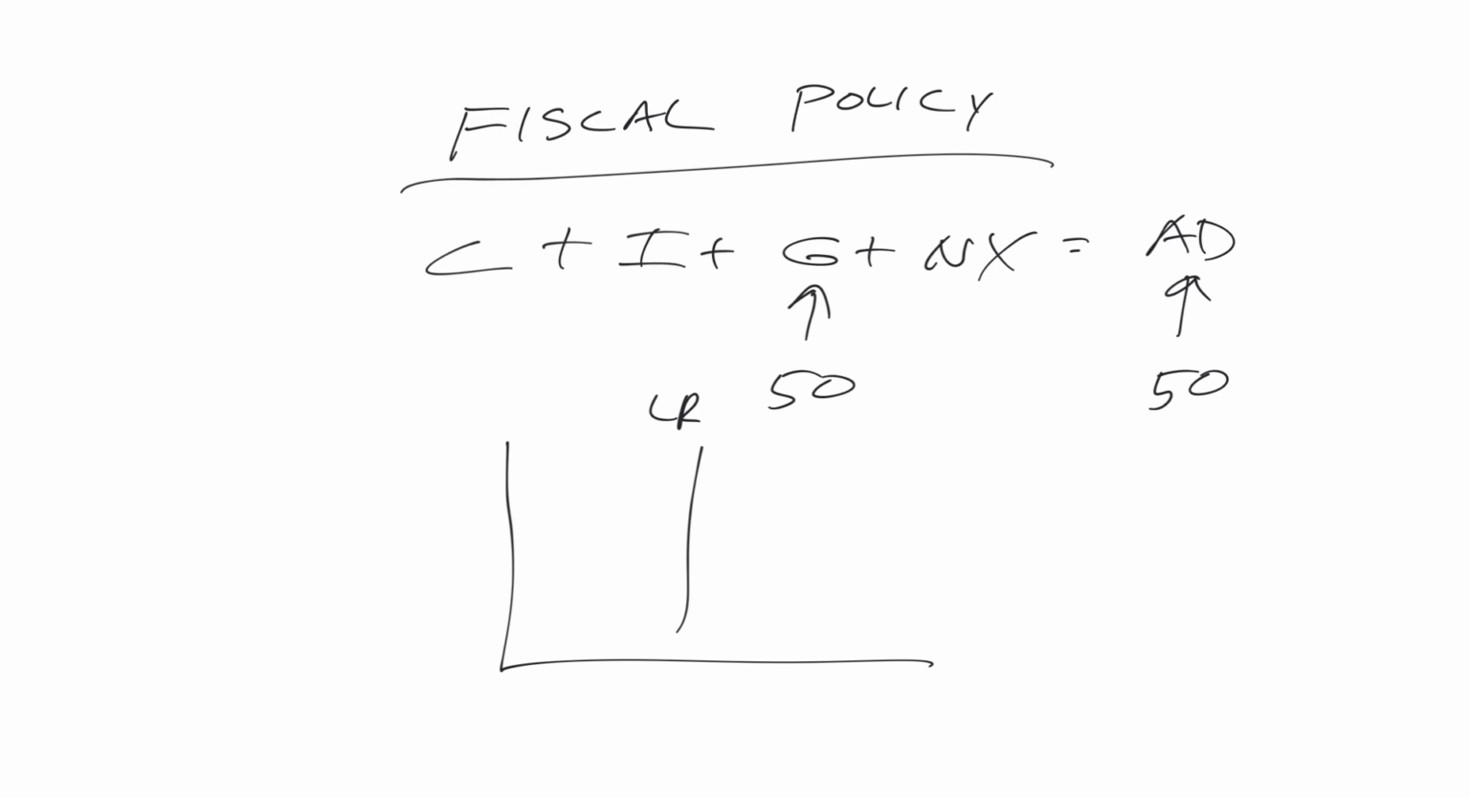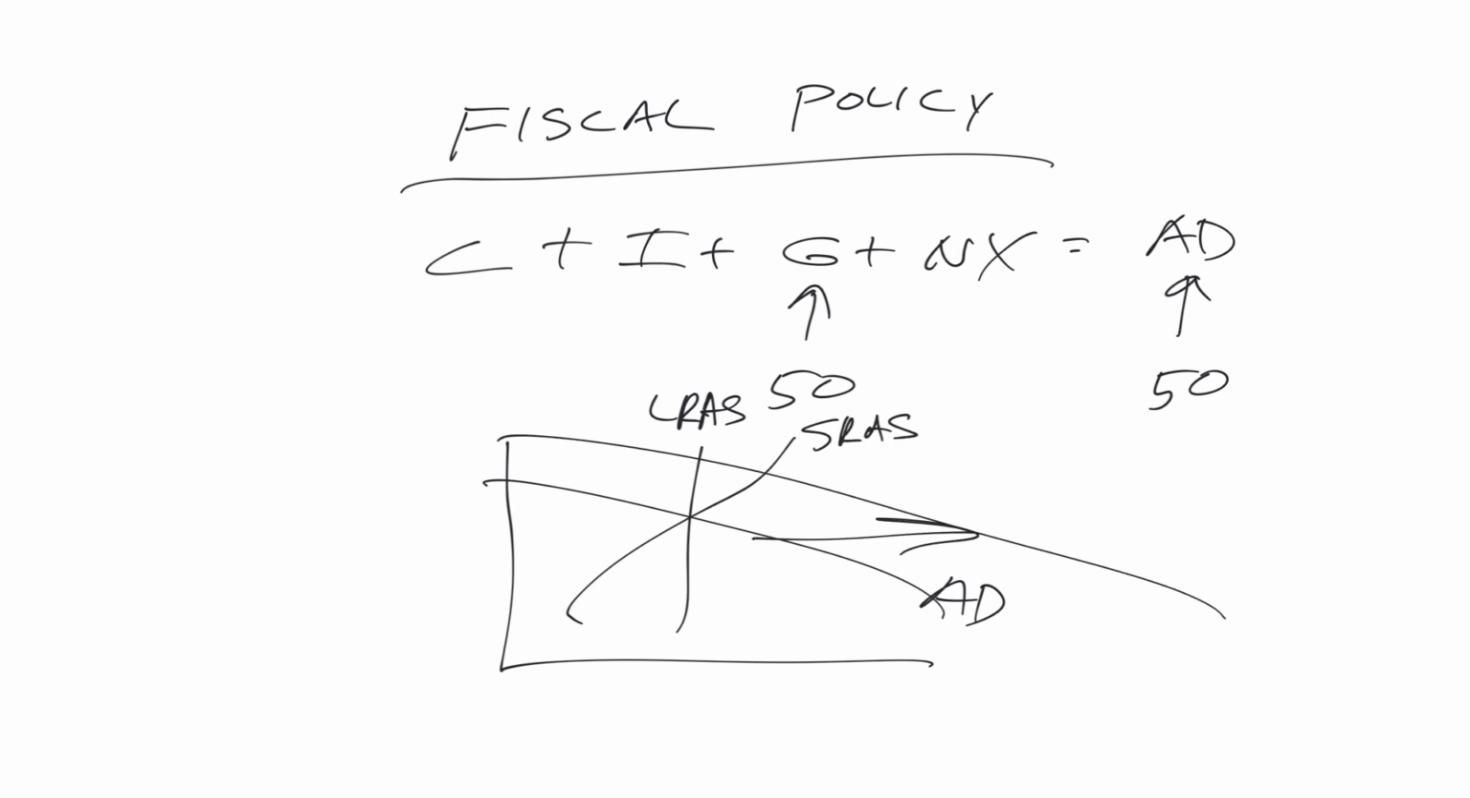So here's our graph: long-run aggregate supply curve, aggregate demand, short-run aggregate supply. So we've got a shift in the aggregate demand curve out to the right. Now here's the question. How much would aggregate demand shift? Would it be this amount, the 50, here? That's what we've drawn. Or would it be more than 50? Or would it be less than 50?